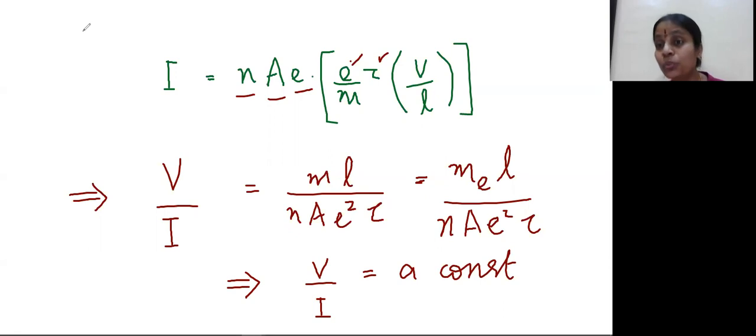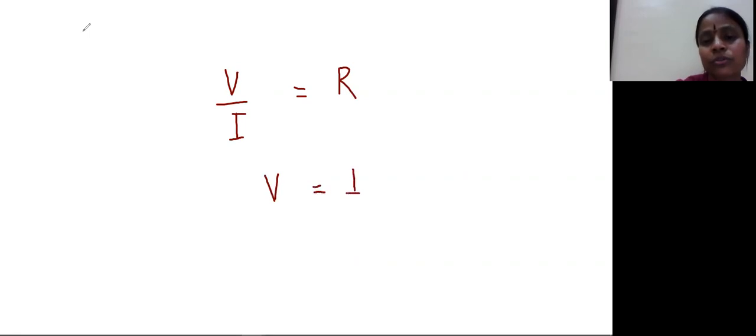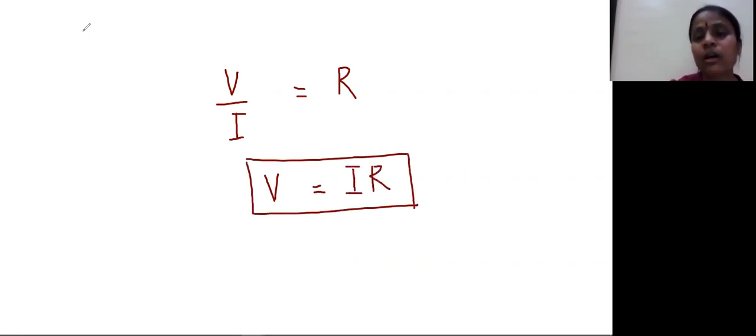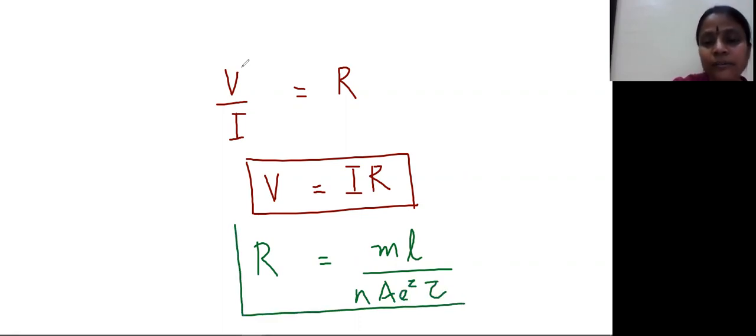Right? That is what Ohm said. And he said this constant is nothing but the resistance offered by the conductor. And we are going to obtain our Ohm's law, V is equal to IR. So what does R take the expression as? Now my R becomes equal to ml divided by NaE square tau. So this becomes my R, right?